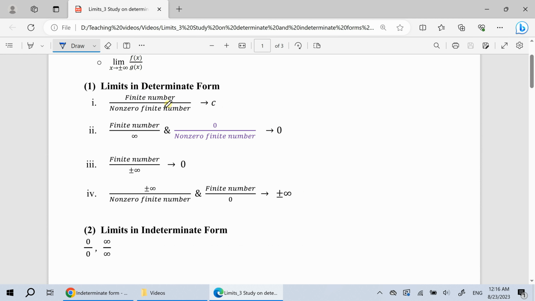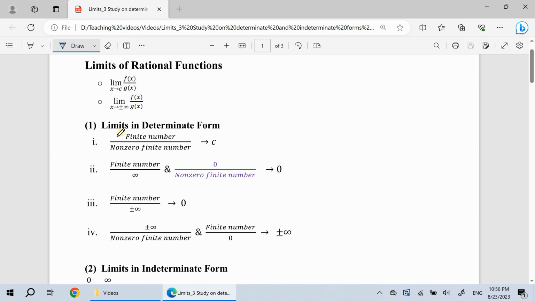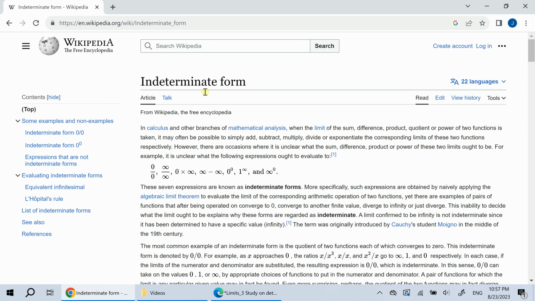This is a special case if the finite number is 0. Here, the finite number does not need to be a small number. It can be a very large number, as long as it is fixed, a certain number.